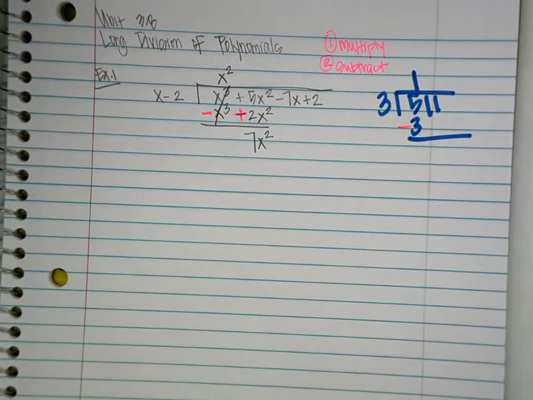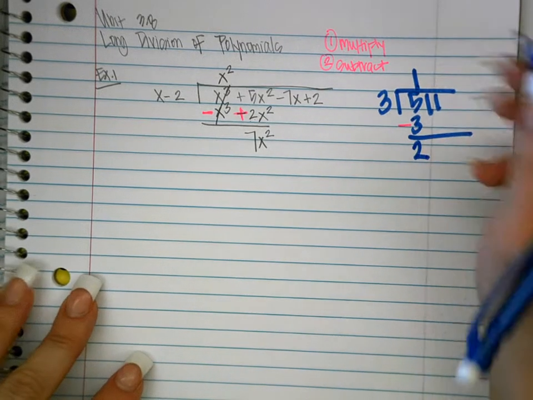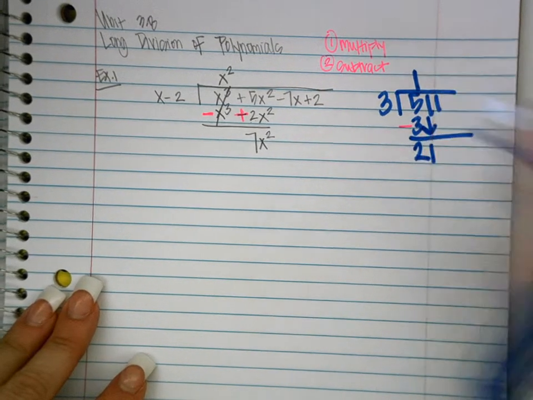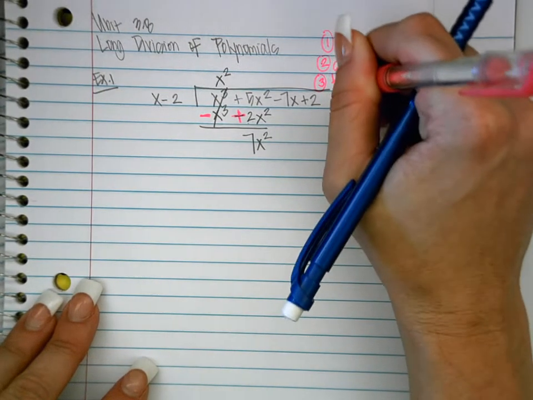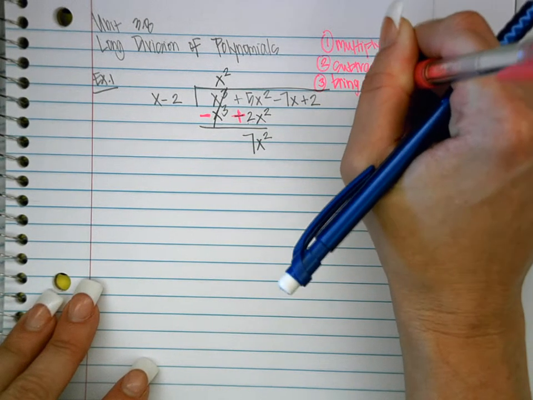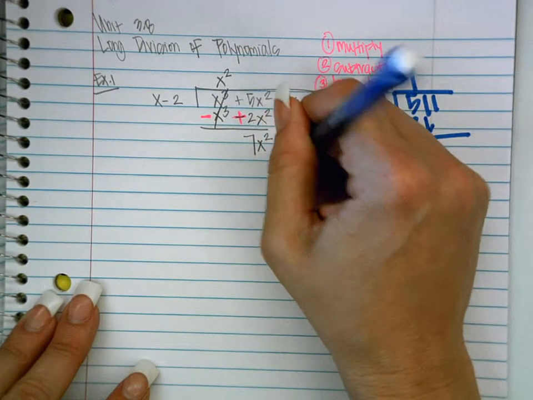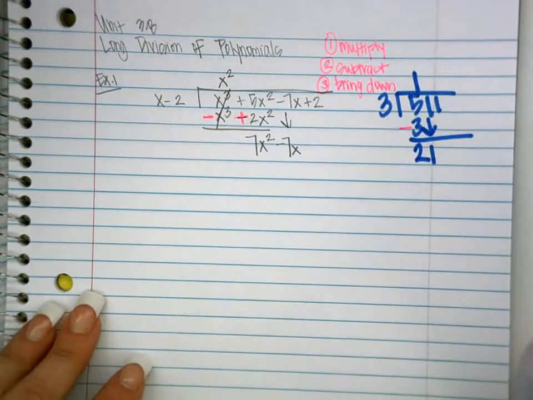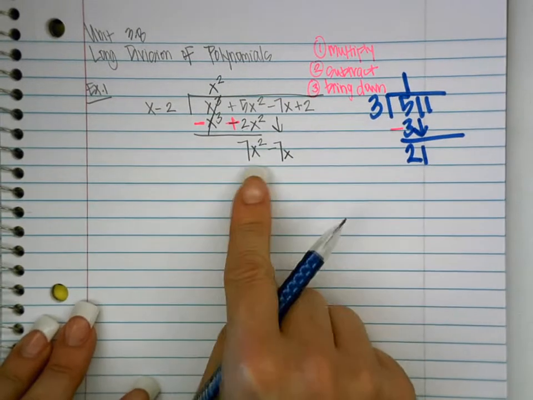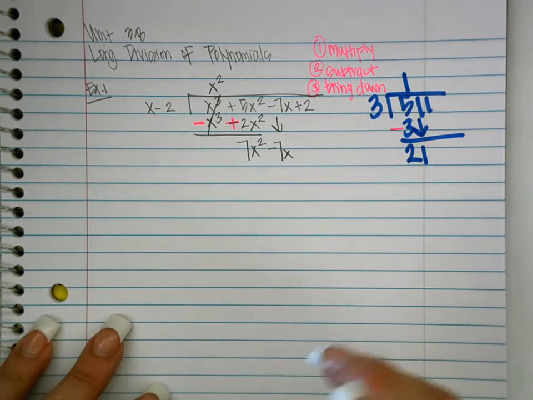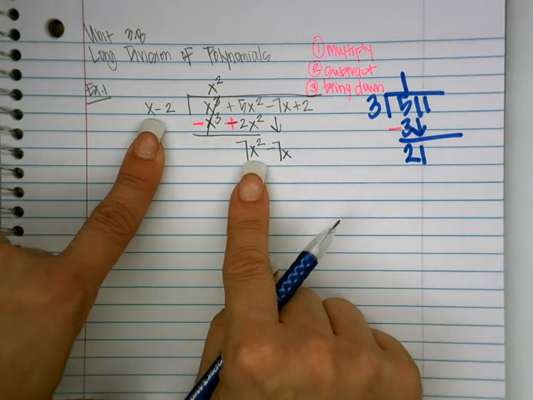Next, if I went back to my old school one, what do you do next after you subtract? Bring something down. So Step 3 is to bring down. Same thing here. We're going to bring down this negative 7x, and then we're just going to repeat these same 3 steps over and over and over. So how would you get from x to 7x squared? What would you multiply by?